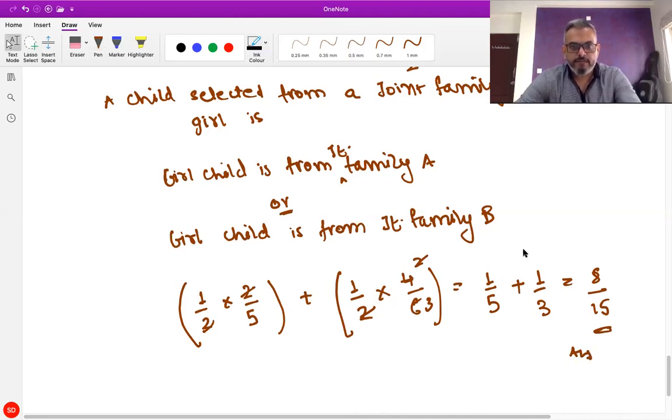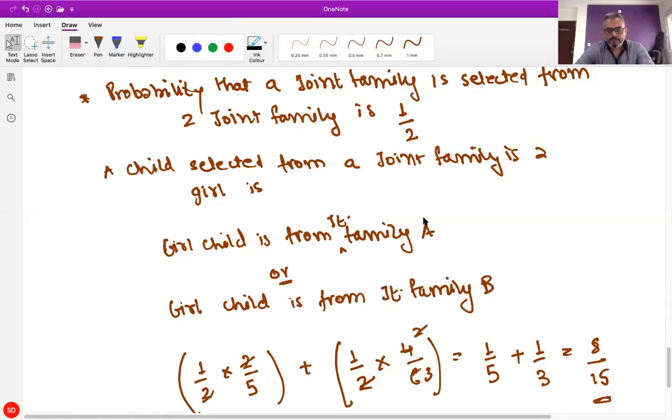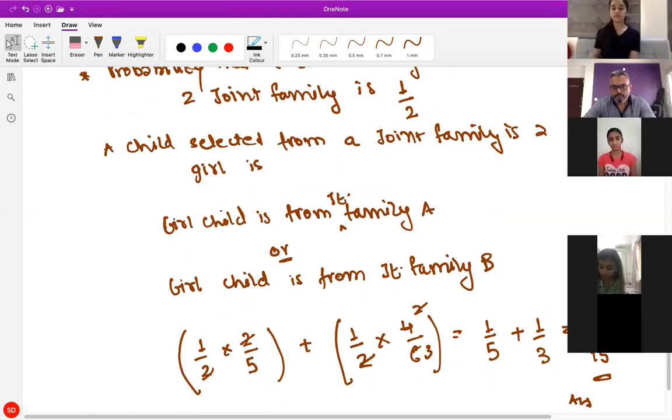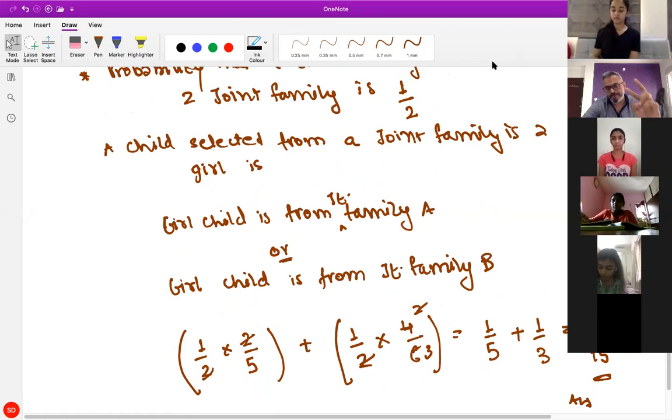8/15 answer. Any doubt, anyone? All of you understood how these two questions are different? Box और family दोनों सम का difference पता चला सबको? Okay, now next one.